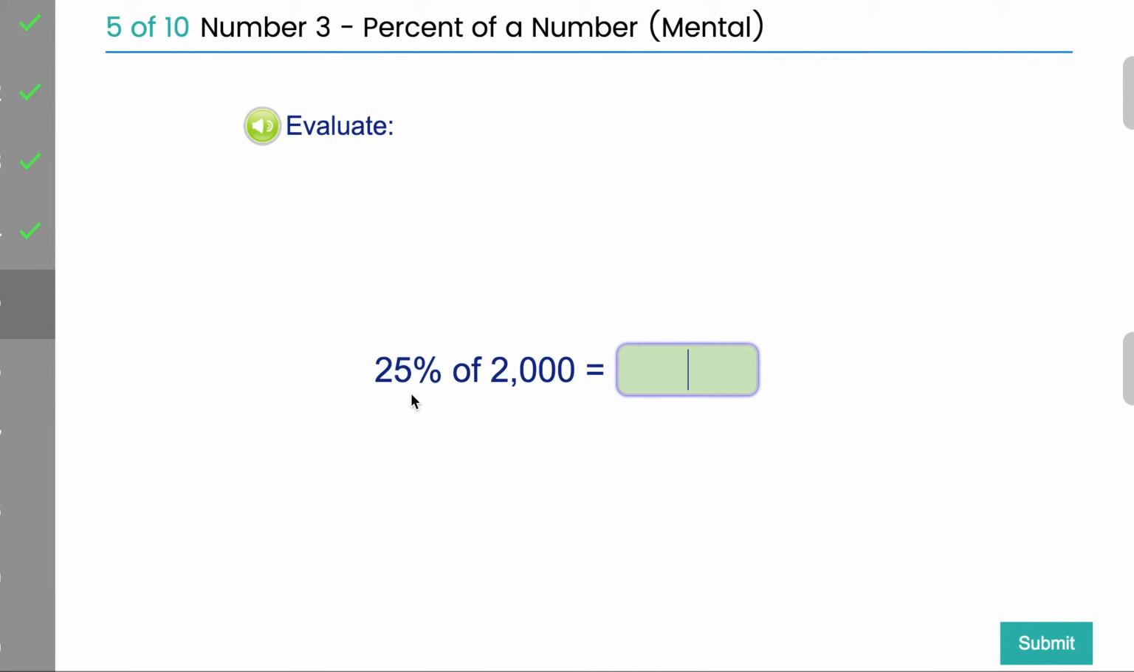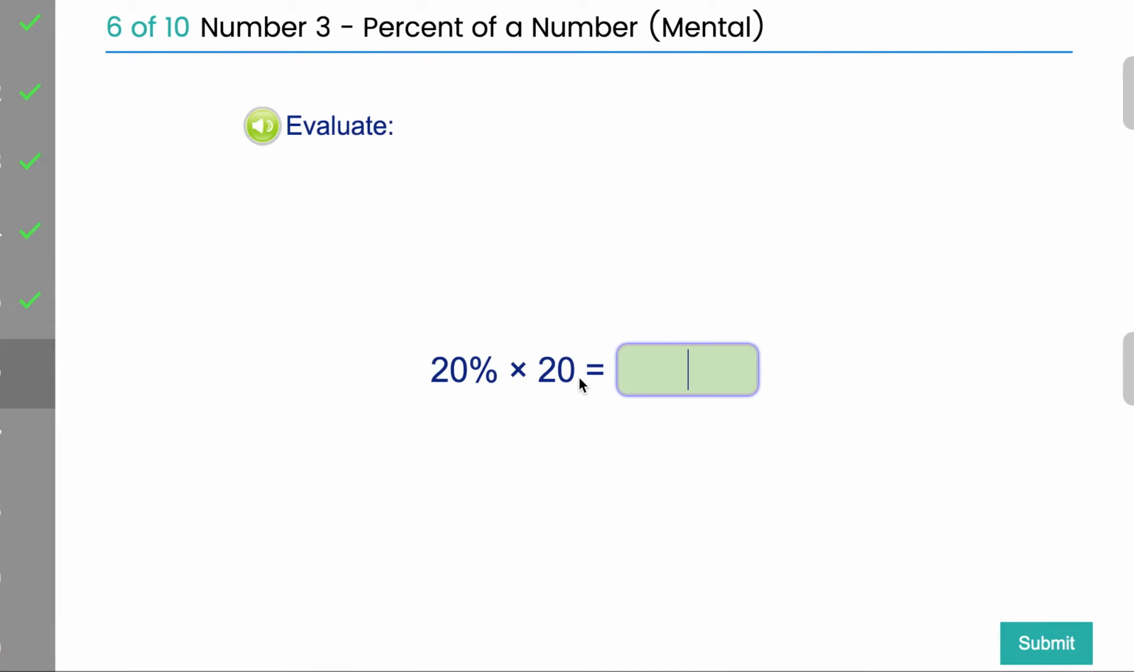It wants 25%, which is actually just a quarter. So you could half and half again. So we know we're looking for 500. But let's just use that 10% way again as well. 10% is 200. So 20% is 400. And another 5% will be another 100 because 10% was 200. So it'll be 500. And that just agrees with our idea of 25% being a quarter. Half it and half it again.